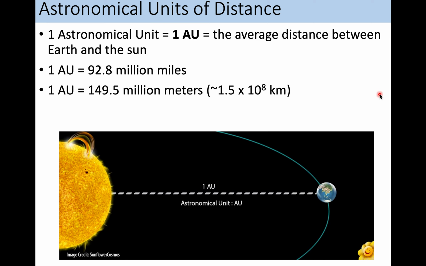So 1 AU is a great way to think about larger distances, specifically in our solar system. So we can compare, say, the distance from the Sun to Neptune, compare that to the distance from the Sun to the Earth.